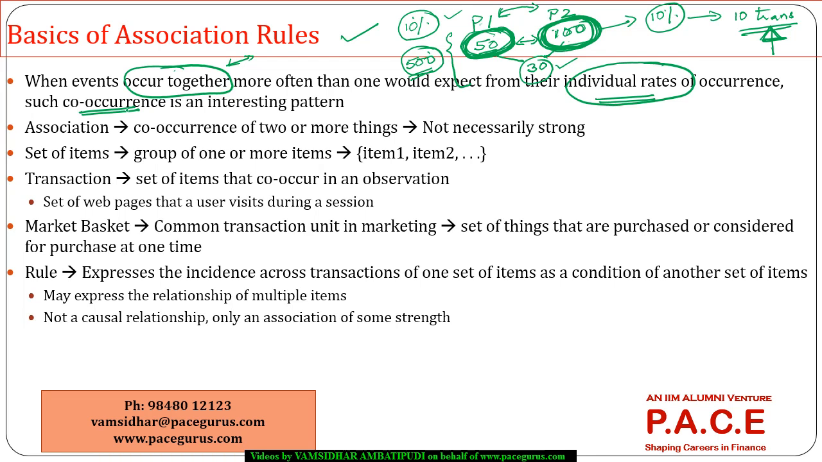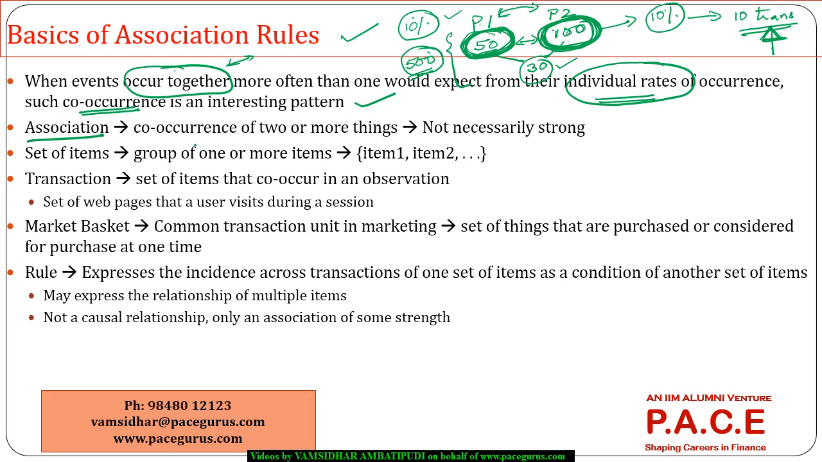So this is what I am trying to say here. Two events occur together more often than what I can expect from their individual rates of occurrence. The individual rate of occurrence of P1 is 10%. So even when P2 has occurred, if P1 occurs only 10% of the time, then there is no association pattern, no co-occurrence between these two products. But if it is a completely different number, that is what we call co-occurrence, and co-occurrence is the most important pattern for us to analyze when we are using association rules.